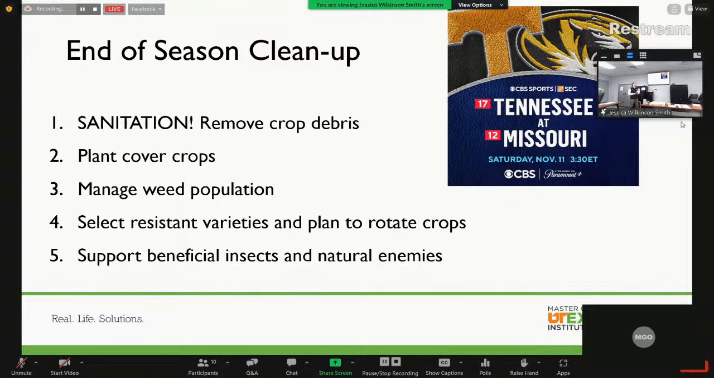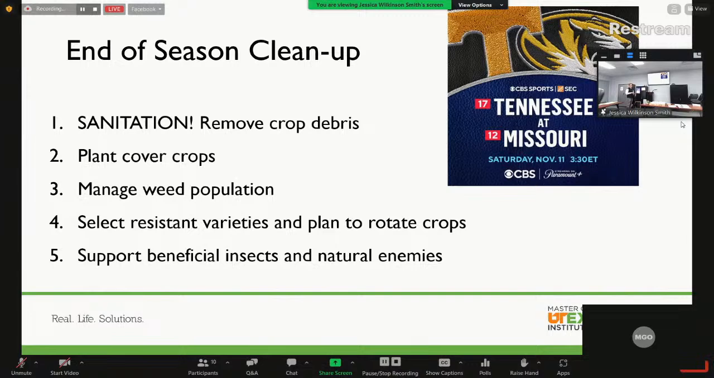But we've got to think about that fall end of season cleanup, and so that is what I mentioned: removing that crop debris. Definitely, it might be a little too late right now, especially with our dry soils. But thinking about cover crops and making sure we're not leaving any bare soil. Managing weed populations so that they don't set seeds for next season as well, because that can harbor a lot of our pests.